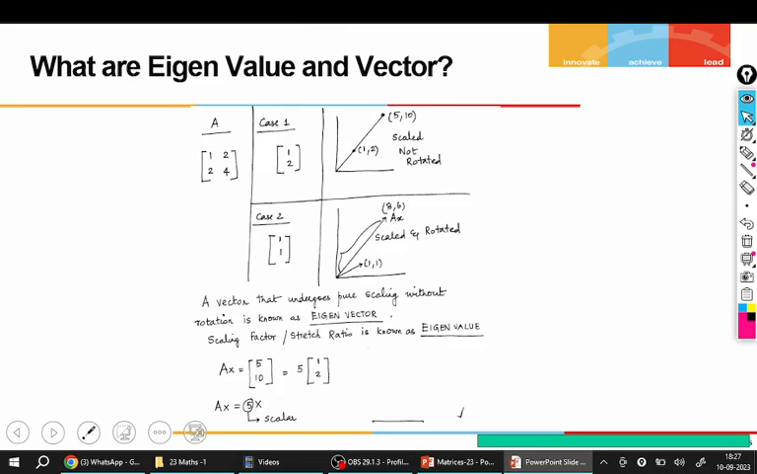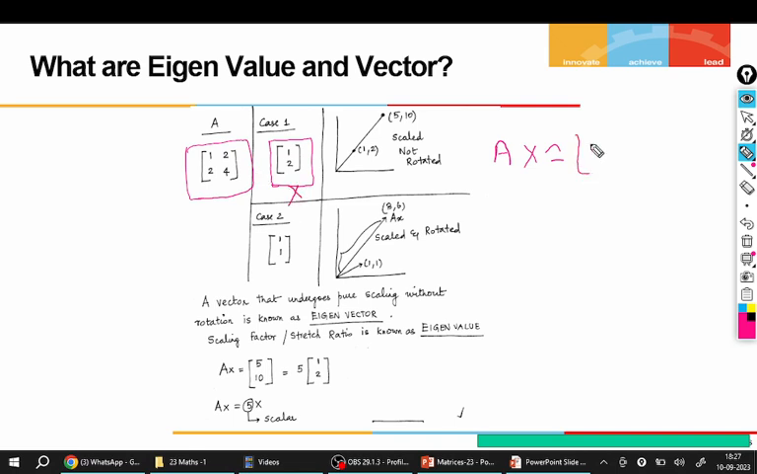Here is a simple example. Suppose the matrix A is [[1, 2], [2, 4]] and the vector x is (1, 2). If you take A into x, you will get (5, 10). If you take 5 common, it is 5 times (1, 2). So you'll observe in this case the original vector is (1, 2), this point, and the new vector is (5, 10).